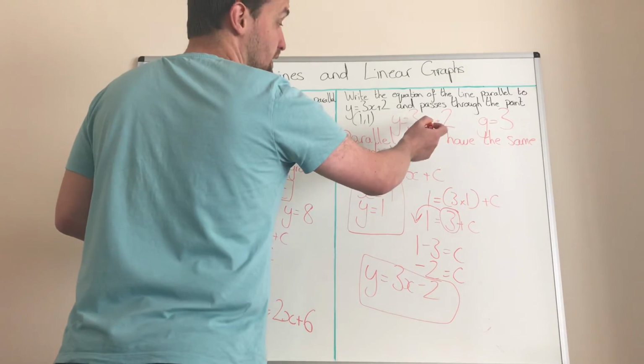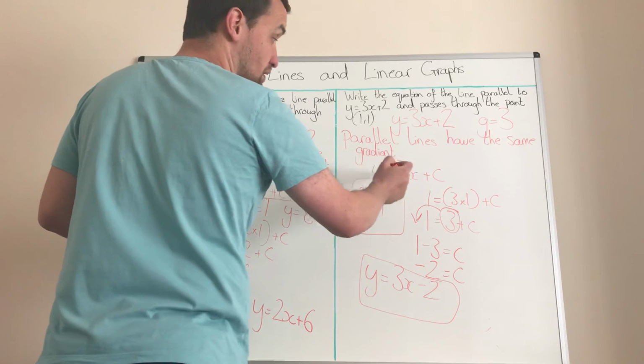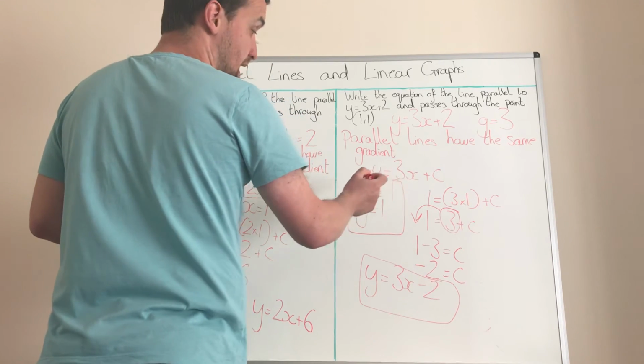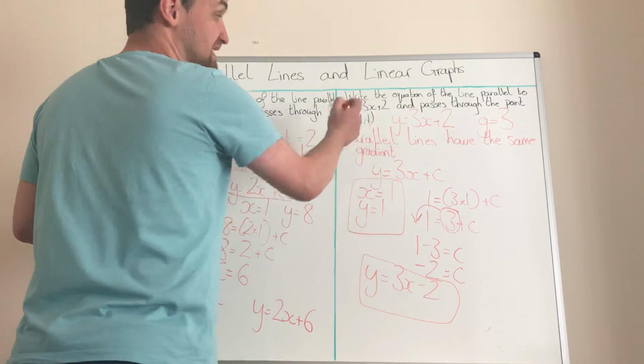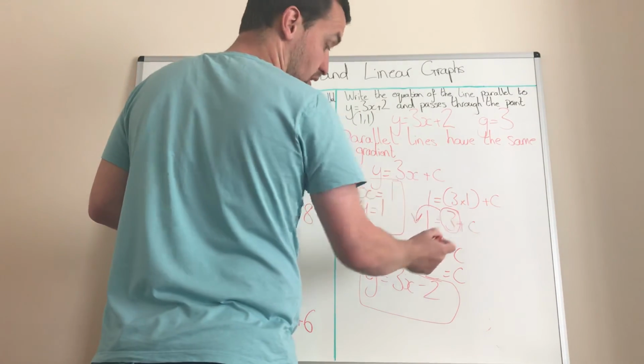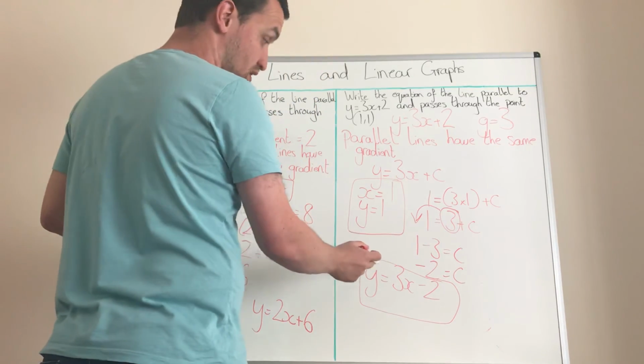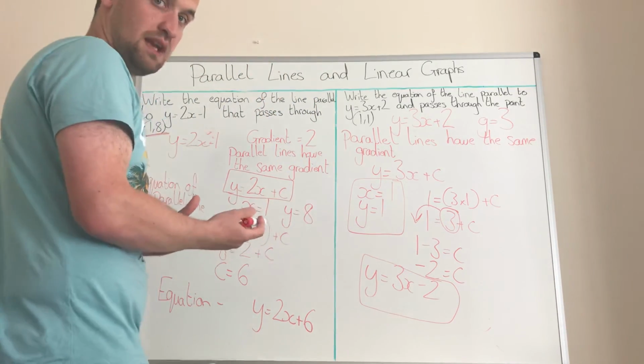We found our gradient. Parallel lines have the same gradient, so we gave the gradient in our new equation. X equals 1 and y equals 1 because it's given in the question. Substitute them in to work out c, and make sure that you give your final equation at the end. Okay, sum it up for me.